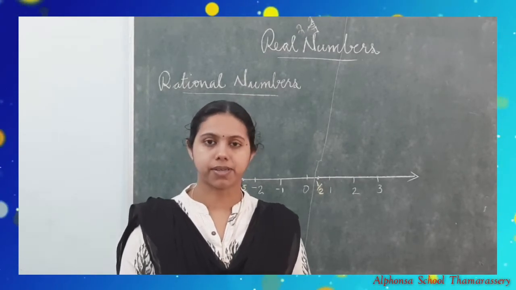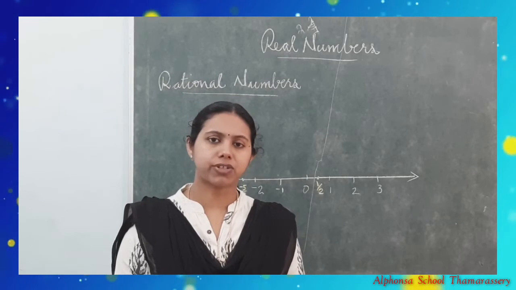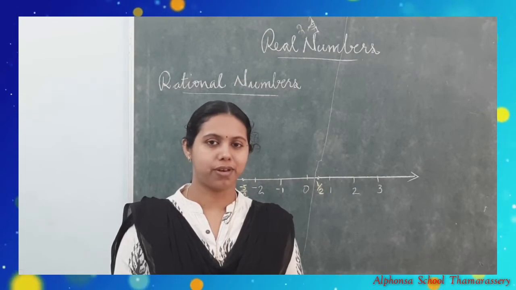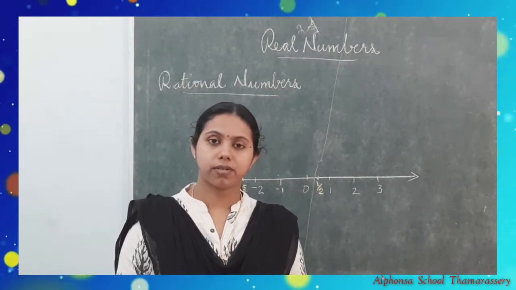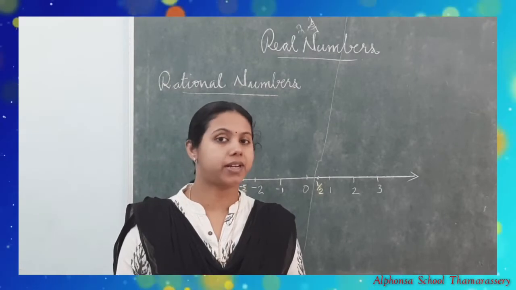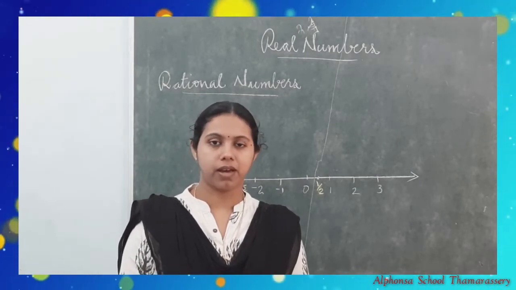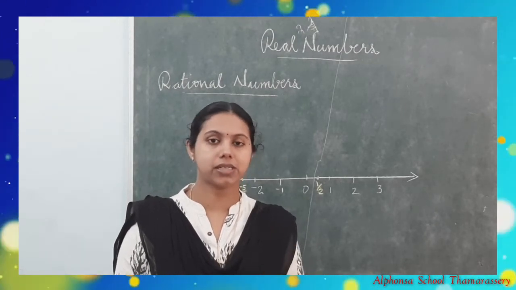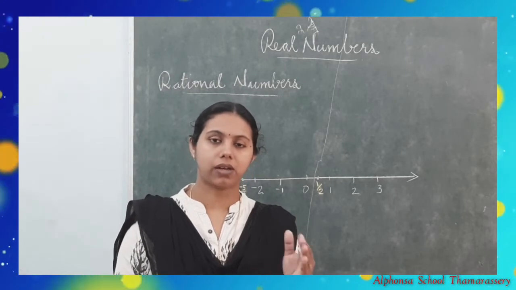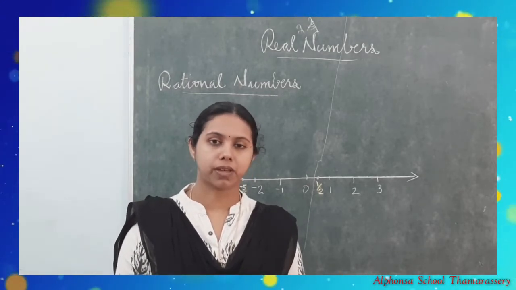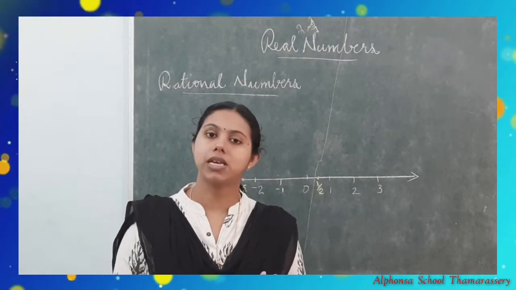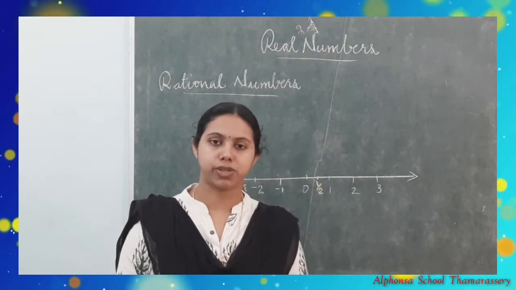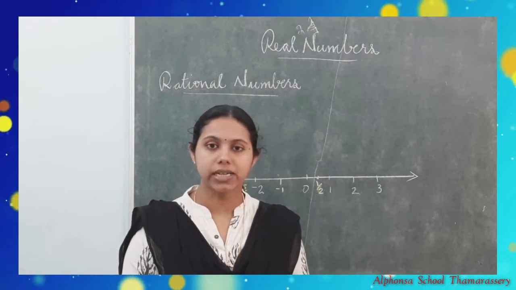So we understood all integers are rational numbers. Then is every rational number an integer? No. Because 3 by 4 is a rational number, but it is not an integer. The collection of integers has only positive integers, negative integers and 0. That all comes under this integers group. That means positive numbers, negative numbers and 0. But 3 by 4 is a fraction. It's not included in integers. So all rational numbers are not integers.